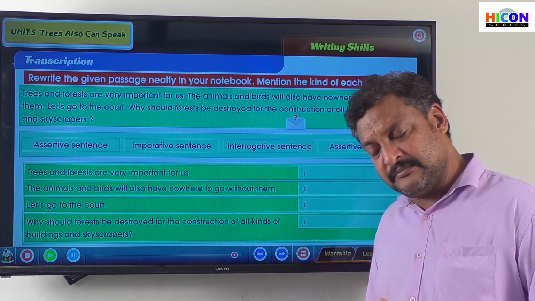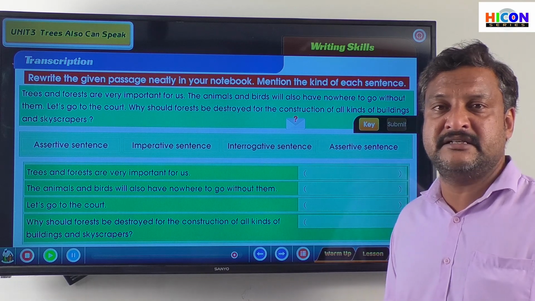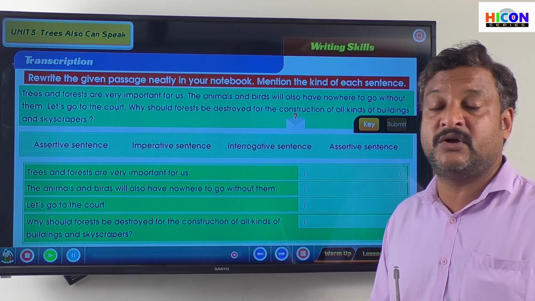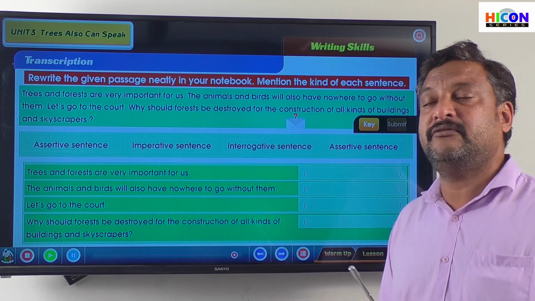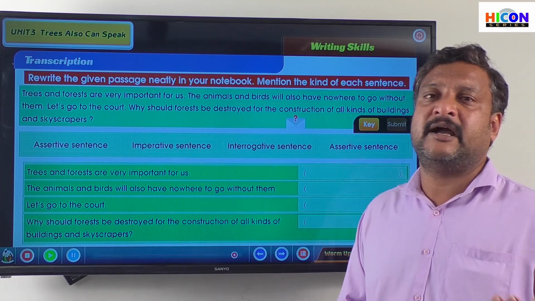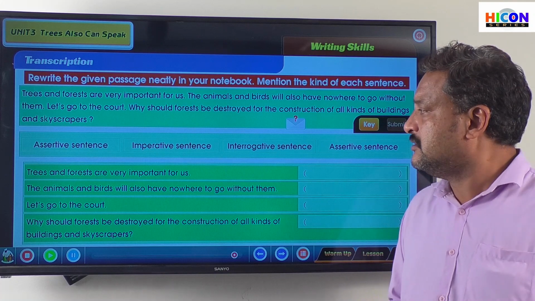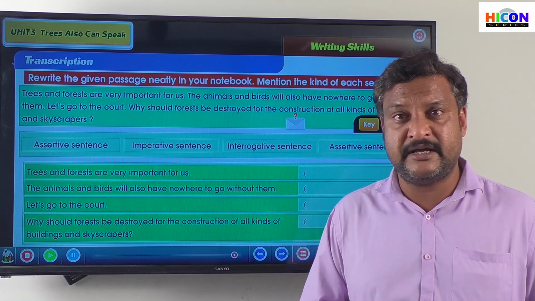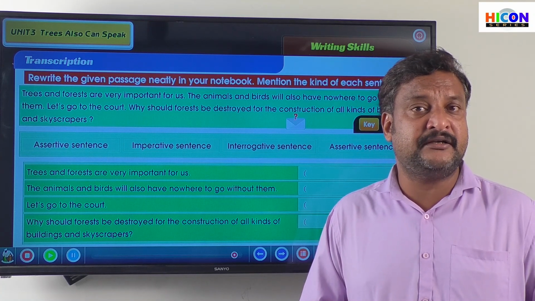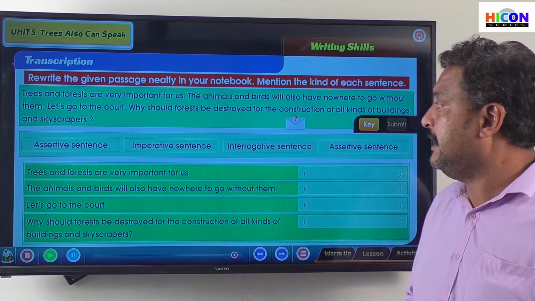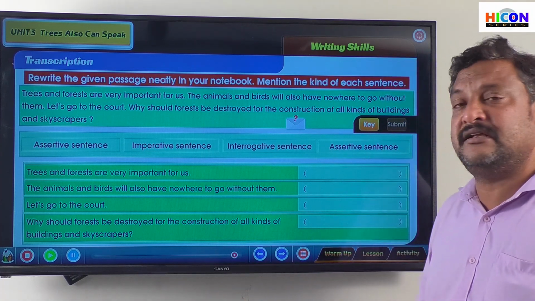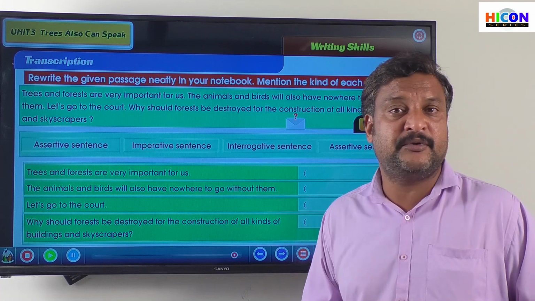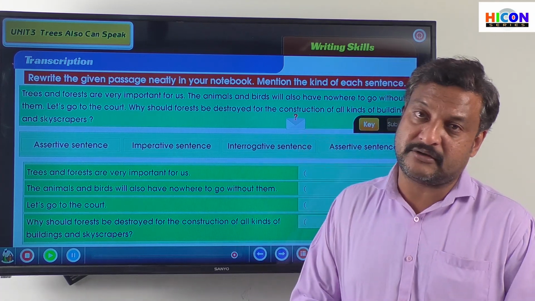So assertive sentences are simple statements which start with a capital letter and end with a full stop. Imperative sentences are sentences which convey order, request, command, forgiveness, etc. They also start with a capital letter and end with a full stop. The third one is interrogative sentences, which are used for asking questions, right? So they start with a capital letter and end with a question mark. And exclamatory sentences are those which are used for expressing certain feelings or expressions. They start with a capital letter and end with an exclamation mark, right?